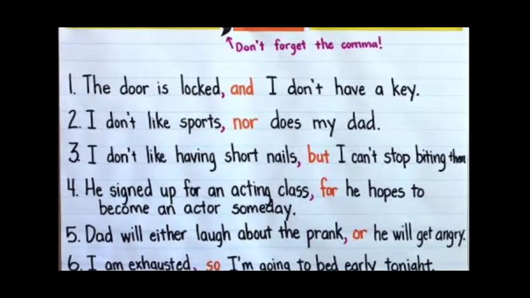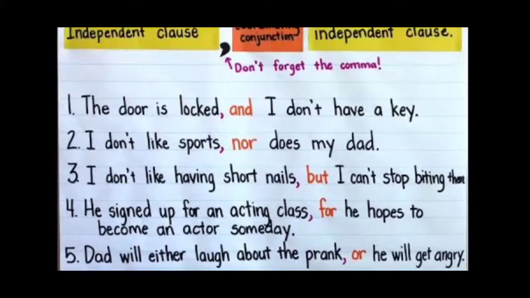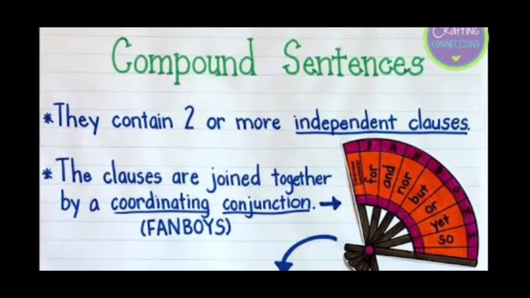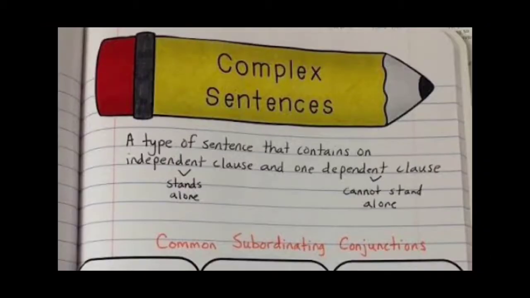So these are the coordinating conjunctions along with two independent clauses, that is, main clauses, along with the commas, children. So this is the compound sentence, children. Then let's see about the complex sentence. A complex sentence is a type of sentence that contains an independent clause and one or more dependent clauses.